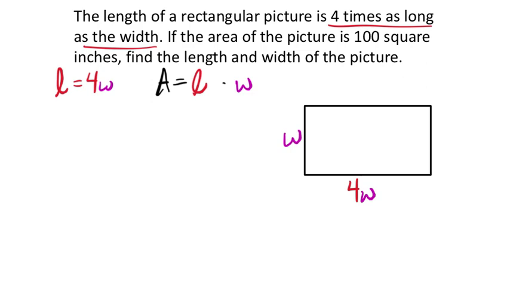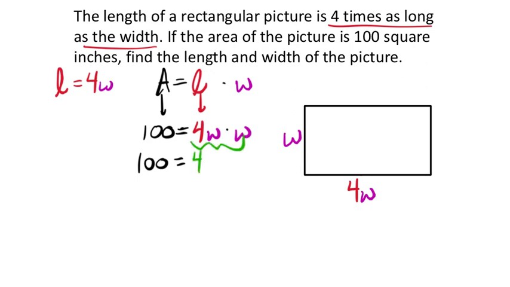So in my formula for area, right, the picture is 100 square inches, so that's 100 equals the length. But now my length, I know, is 4 times the width, and then that still is multiplied by the original width. Okay. Now to simplify this, I now have 100 equals, I got 4 times W, right? All that together is still multiplication, but it's 4 times W to the power of 2.